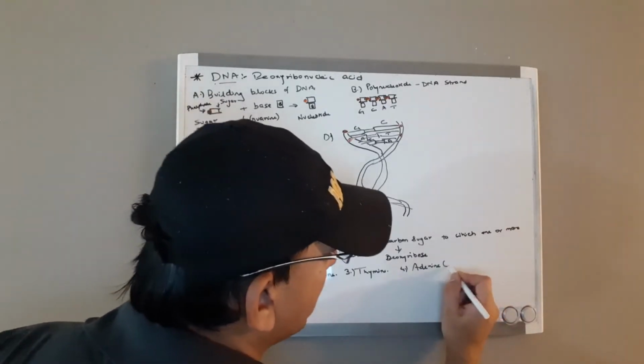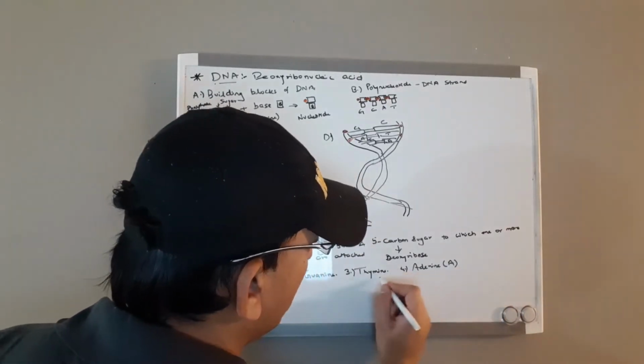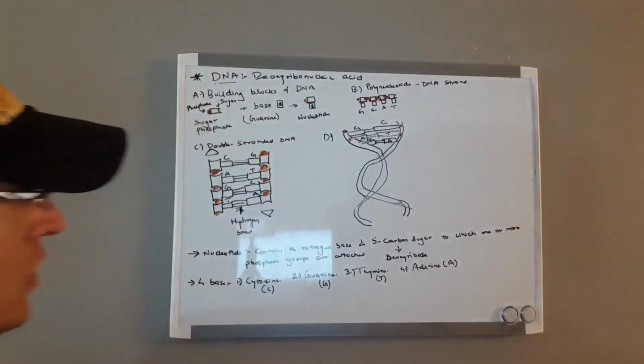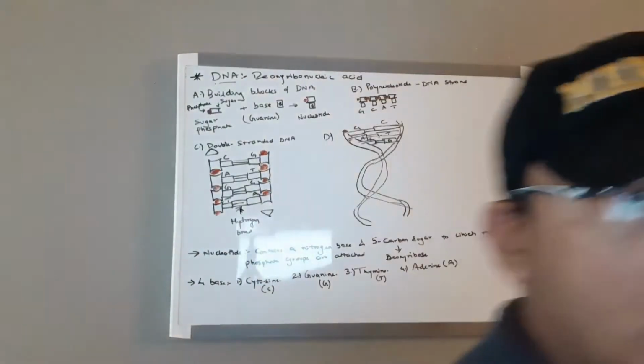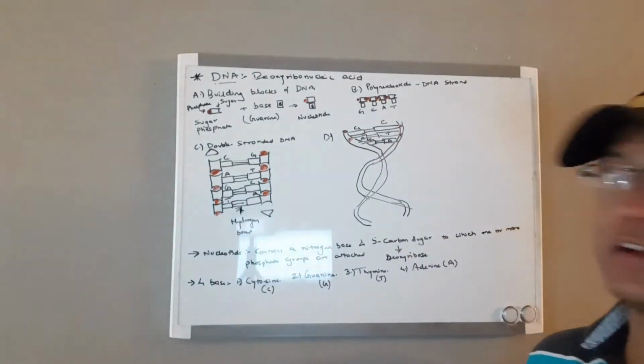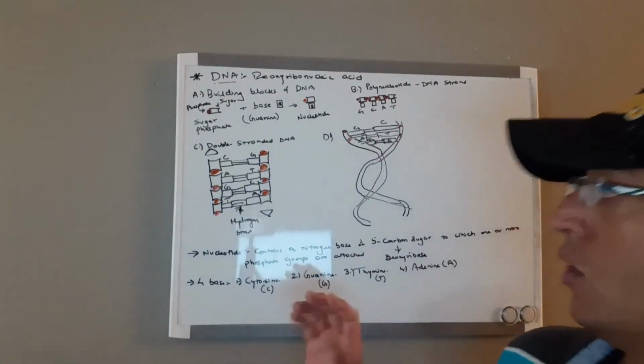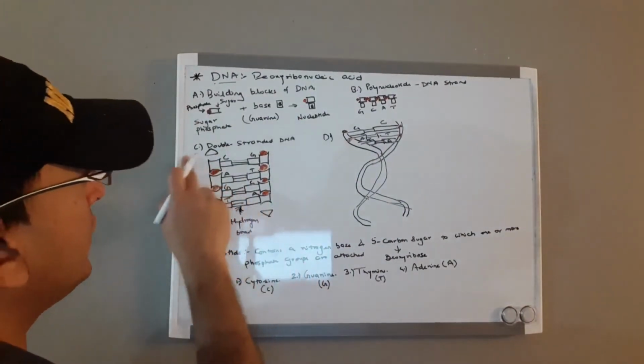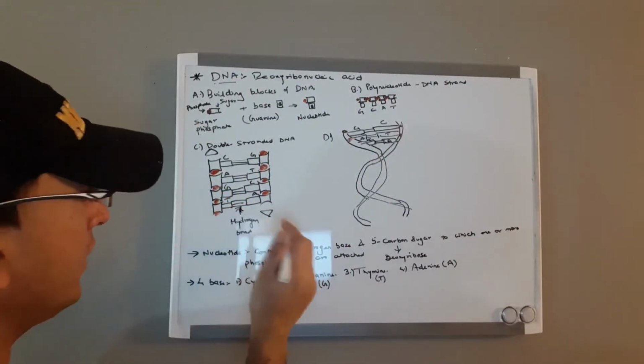And this is all represented with a symbol. This is T, this is G, and this is C, right? So these are the 4 bases of nucleotides. So as I mentioned about the directionality or polarity.